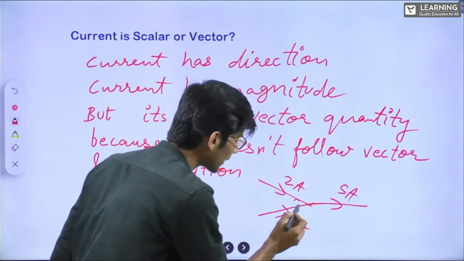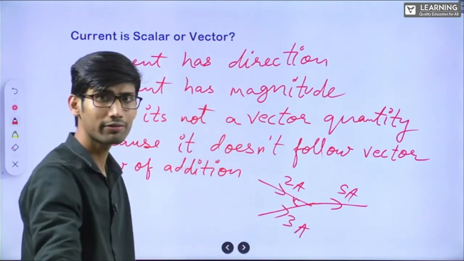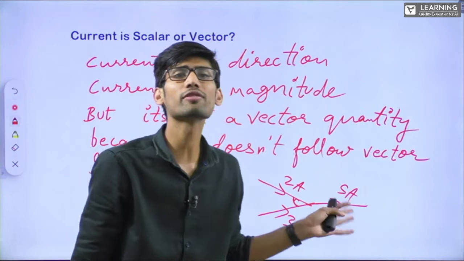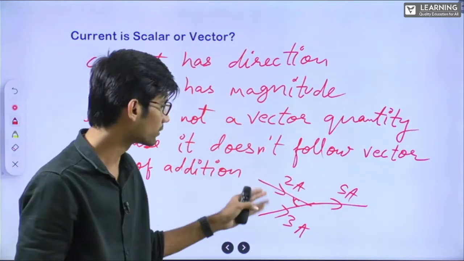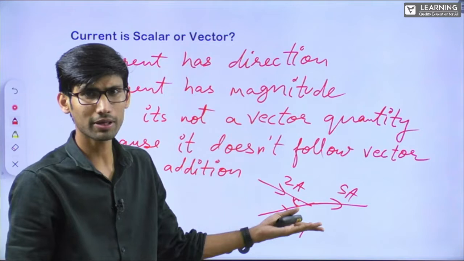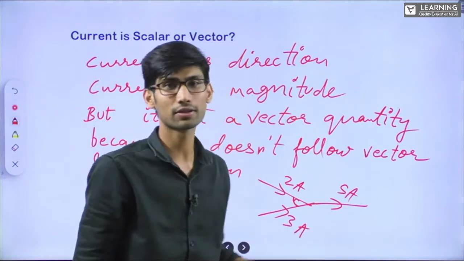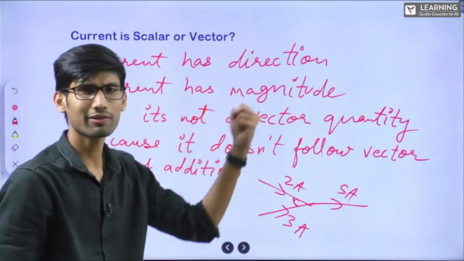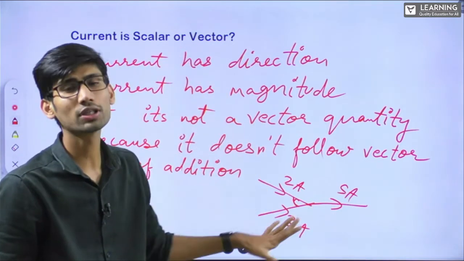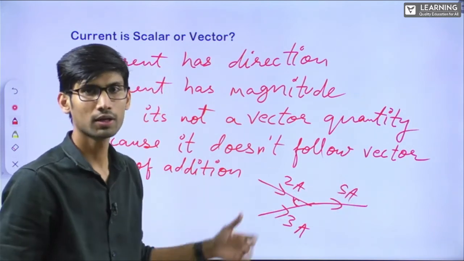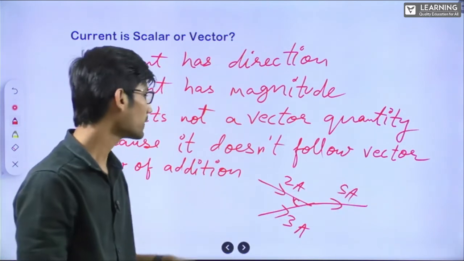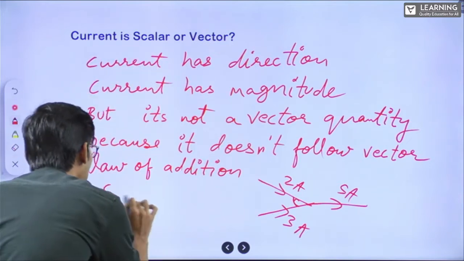Let's say this will be in some angle, 30 degrees, 60 degrees, 45 degrees. But it does not matter in whichever angle it is. It does not follow vector law of addition. It will be directly added. 2 plus 3 is 5. As simple as that, right? So since scalar addition, scalar means normal addition. Whatever angle doesn't matter. Whatever position doesn't matter. All right, we'll just add it up. Correct? Since it is following scalar addition, it's a scalar quantity.